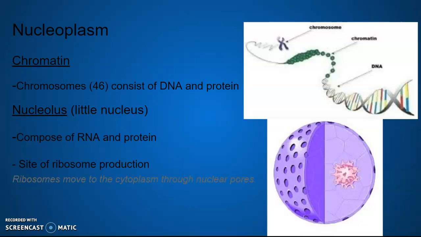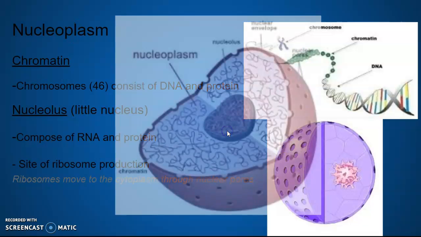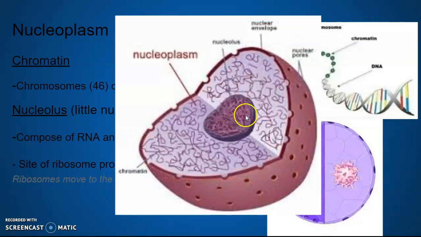The other structure in the nucleoplasm will be the nucleolus, which I like to call the little nucleus. This is composed of RNA and protein, and it's also the location where ribosome is produced. Here is a picture where you can see exactly the location of the nucleoplasm.